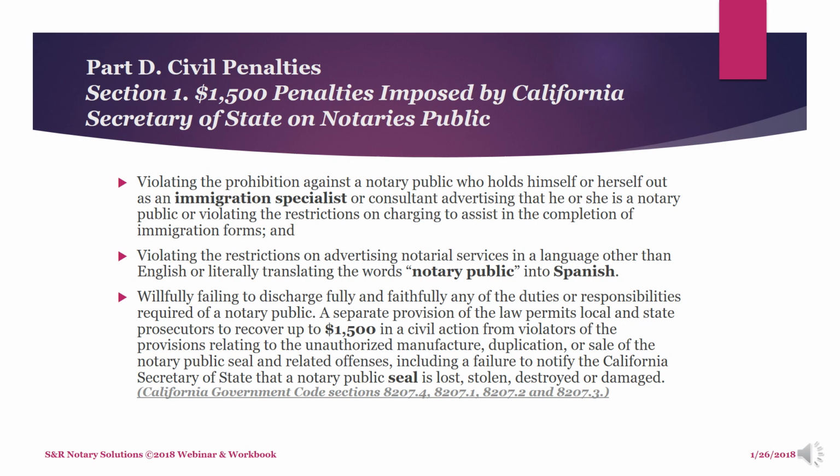A separate provision of the law permits local and state prosecutors to recover up to $1,500 in a civil action from violators of the provisions relating to the unauthorized manufacture, duplication, or sale of the notary public seal and related offenses, including a failure to notify the California Secretary of State that a notary public seal is lost, stolen, destroyed, or damaged.